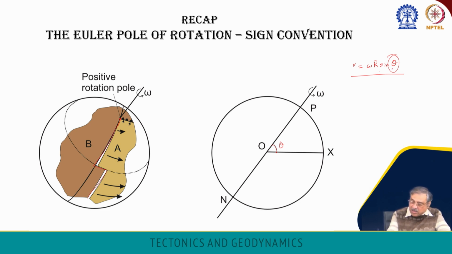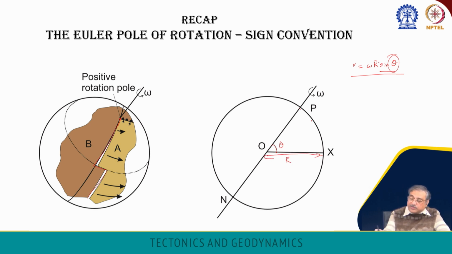Now, as you can see, the further we are angularly from point P, the larger the velocity. If the point was located at point P, theta would be equal to 0, so the linear velocity V would essentially be equal to 0. But as you move away, as the angular distance from the Euler pole of rotation increases, the value of sine theta increases, which means the value of V equal to omega r sine theta also increases. R, by the way, is the radius of the earth.